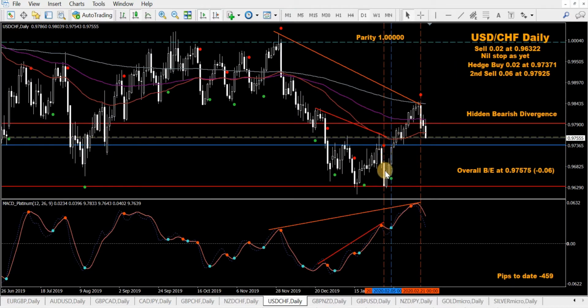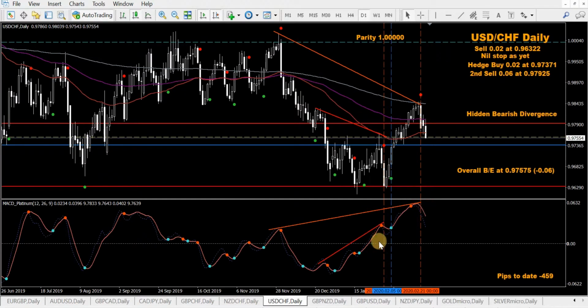Took initial sell here in this area. It's on those lows, so a little bit high risk there, but it's based on hidden bearish divergence. Took a hedge buy here and took a second sell up here. That's the overall break-even level for those three trades.